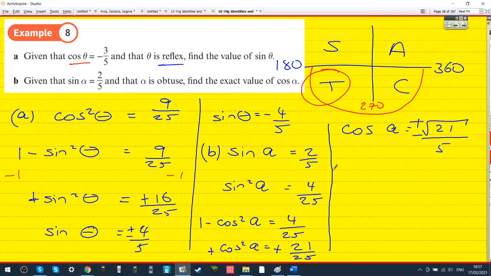So how do we know? Is it positive or negative? It says obtuse. So it's more than 360. I think you're thinking of reflex. An obtuse angle is between 90 and 180. And so what quadrant is that? Where sine is positive. And sine alpha was positive, so cos is negative here. So minus root of 21 over 5. Well done.